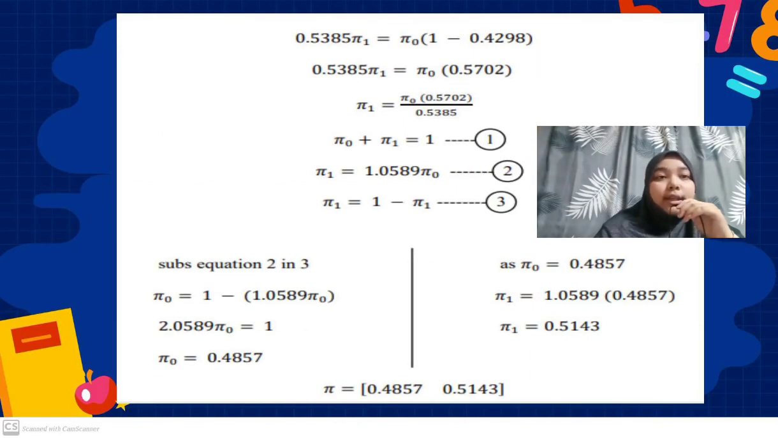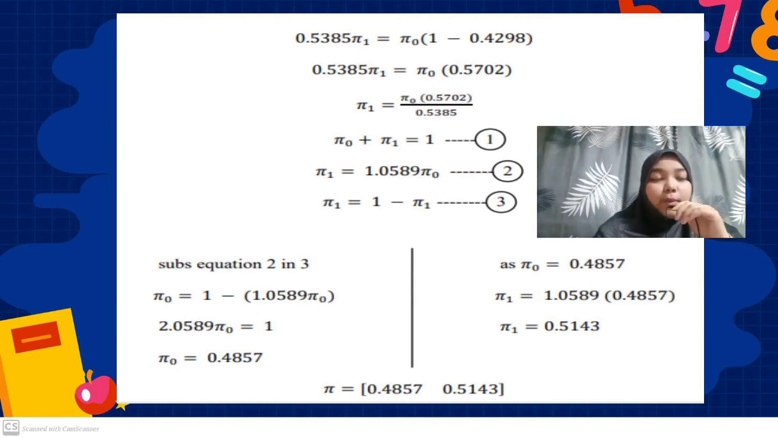After we rewrite the equation, we get pi 1 equals 1.0589 pi 0, which becomes our second equation. Our first equation is pi 0 plus pi 1 equals 1. Then our third equation becomes pi 0 equals 1 minus pi 1 from the first equation. Then we substitute the second equation into the third equation, so pi 0 equals 1 minus 1.0589 pi 0.